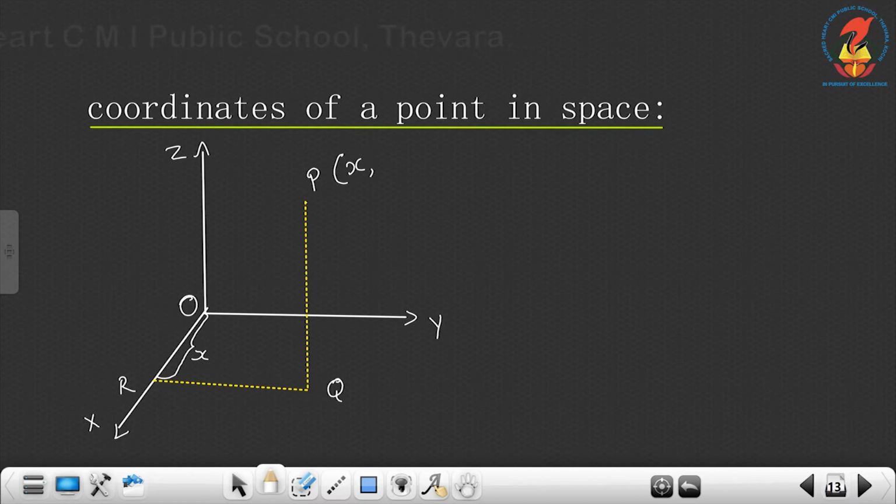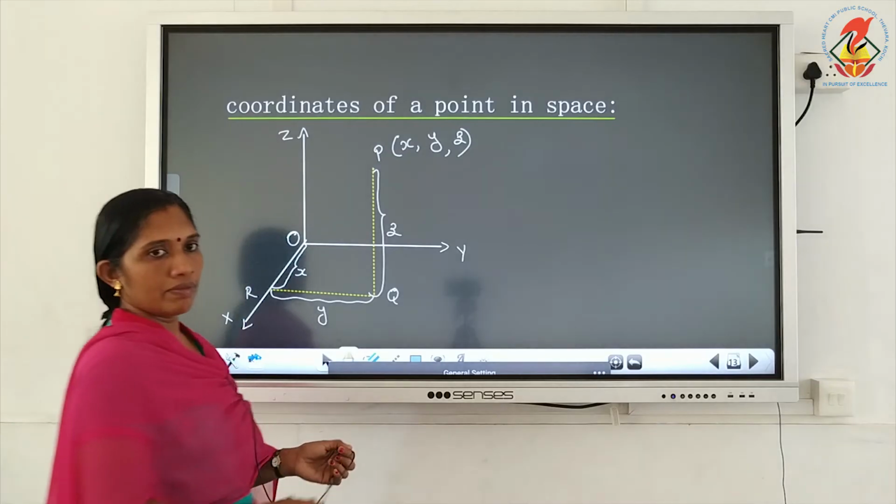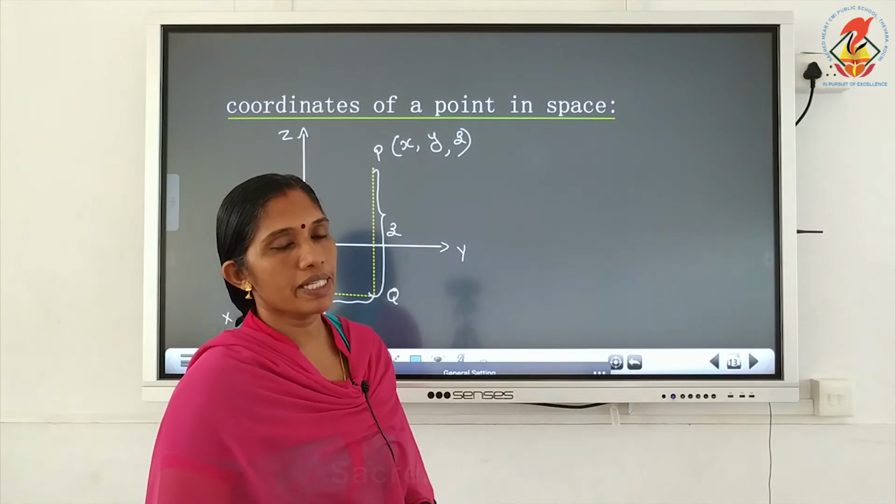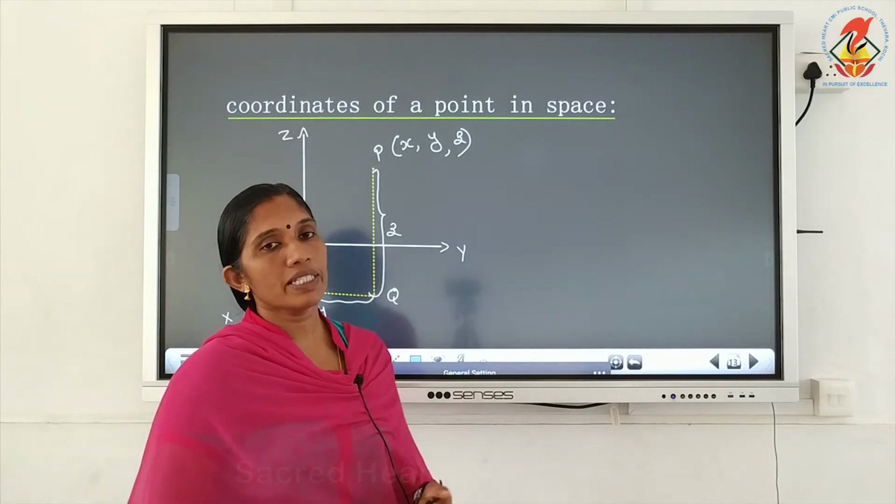And how to find the y coordinate? This RQ. What is the length of RQ? That is the y coordinate of P. And the z coordinate. How much is this length PQ? This is parallel to the z axis. How much is that? That gives the z coordinate. So understood? If a point P is given in space, then how to find its coordinates?